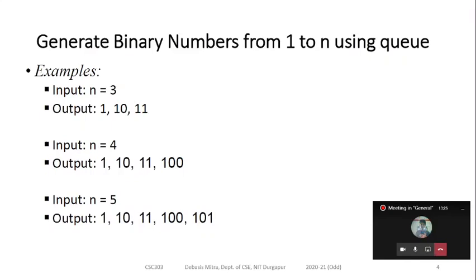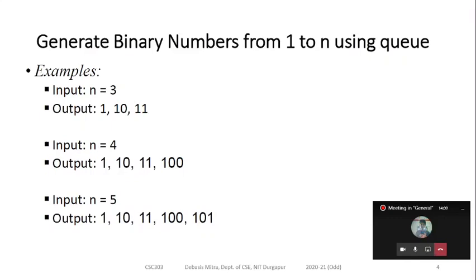For a given n, for example, when n equals 3, we should output 1, 10, and 11. That means the decimal equivalents are 1, 2, and 3. Similarly, if our n is equal to 5, we should print the first 5 binary numbers, which are 1, 10, 11, 100, and 101. The decimal equivalents are 1, 2, 3, 4, and 5 respectively. So, given any n, we need to generate the first n binary numbers.